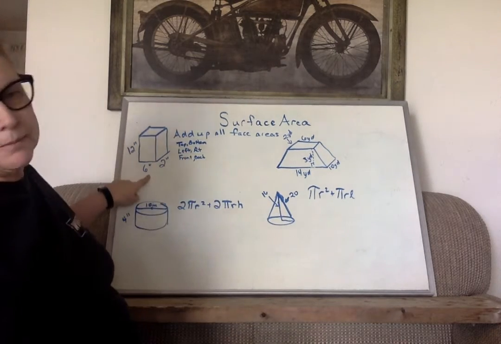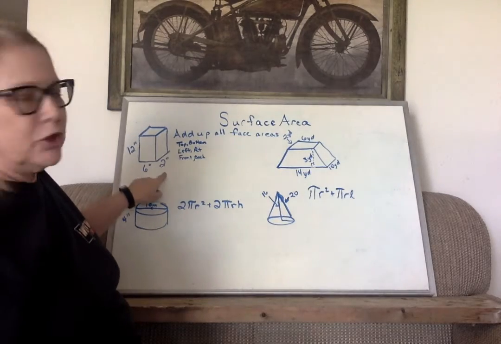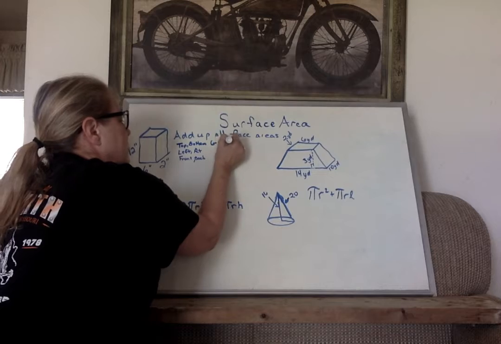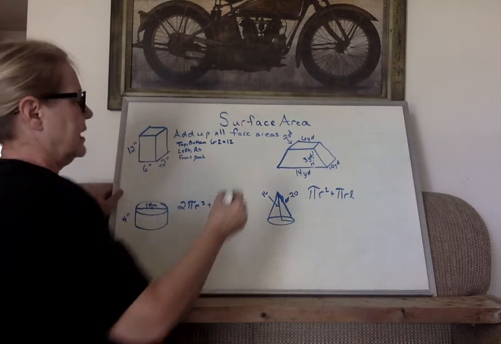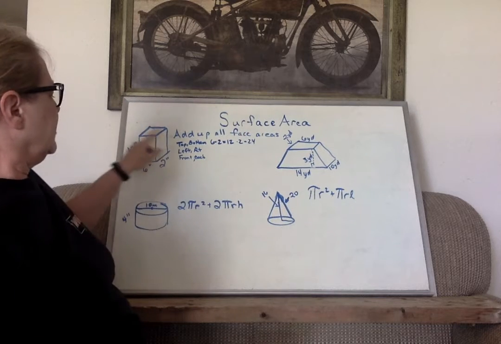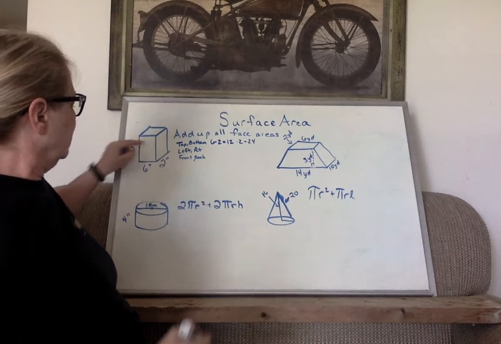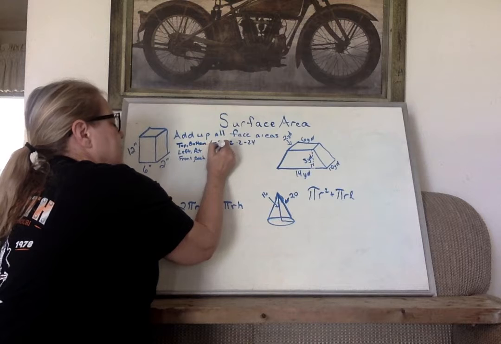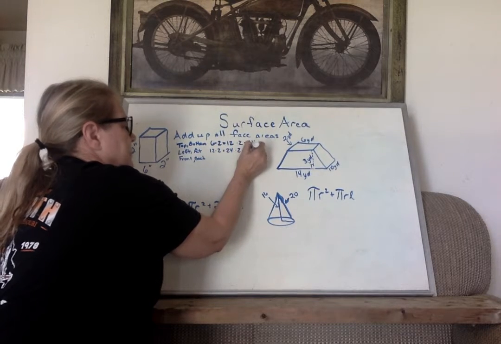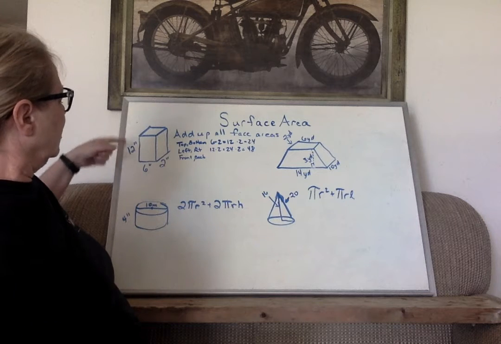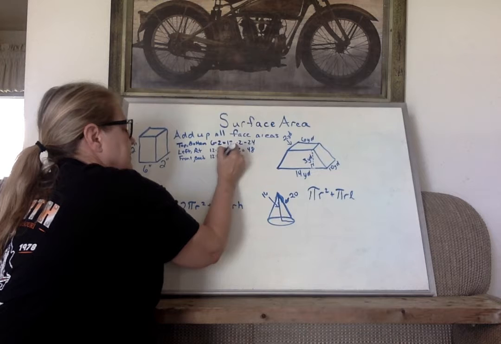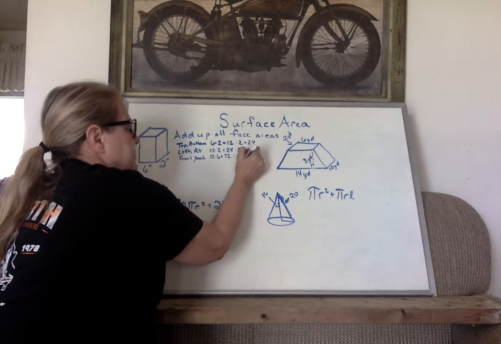So the top and bottom are 6 by 2 rectangles. 6 times 2 is 12. There's 2 that are identical. 12 times 2, 24. The left and right are 12 by 2. So 12 times 2. And there's 2 of them. The front and back are 12 by 6. And there's 2 of them.